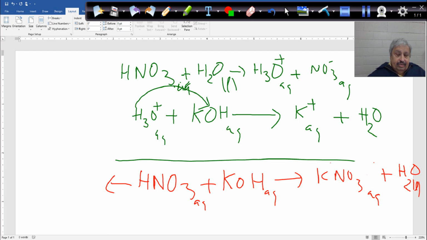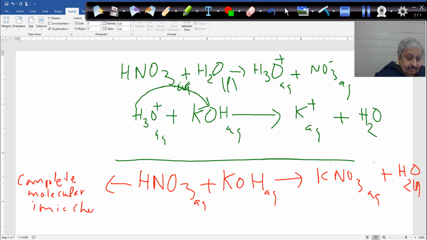Now, if this is the complete molecular chemical equation. Now I have to take, or not ionic, this is just a complete without ionic. We'll make the ionic one. Complete molecular, complete chemical equation. Now I want to make the complete ionic one.